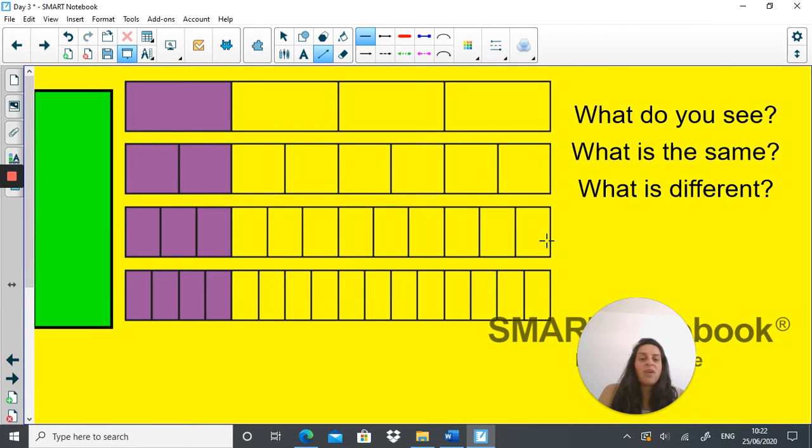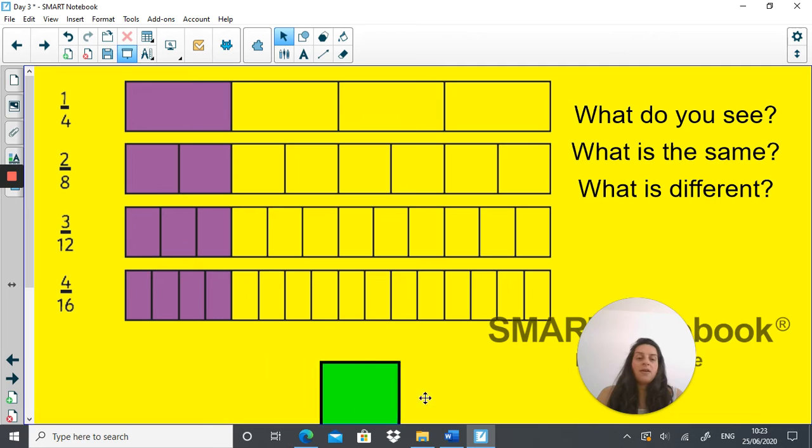So let's look at these rectangles here. What do you see? What is the same? What is different? Have a look. What's the same is that the whole rectangle is the same size and same length. In this one, it's been divided into 4 parts, only 1 part has been shaded. Here it's been divided into 8 parts with only 2 shaded. This one here has been divided into 12 parts, only 3 shaded, and this rectangle has been divided into 16 parts with 4 shaded. Before I go on, just write on a piece of paper which fraction each rectangle represents.